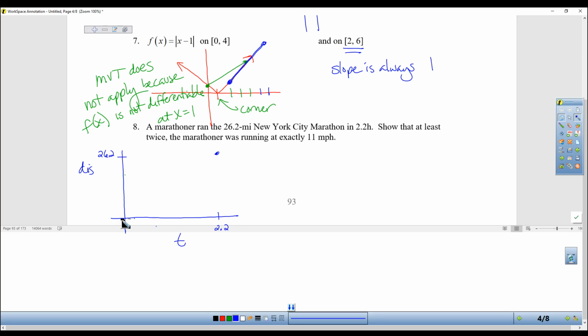So I know that at time 0, they hadn't gone anywhere yet, and at 2.2, they did that. This represents the average pace. Is that what the runner did? I'm sure they did not, right?